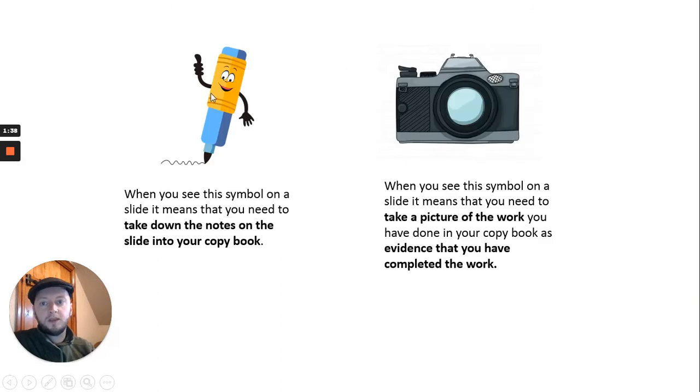Okay, so if you see this image here of a pen, it means that you have to take down the notes on that slide in your copy. If you see the image of a camera, it means that you should take a picture of the work in your copy so that that can be used as evidence to show that you've completed the work at the end of the week.